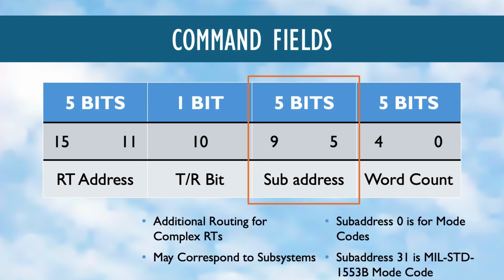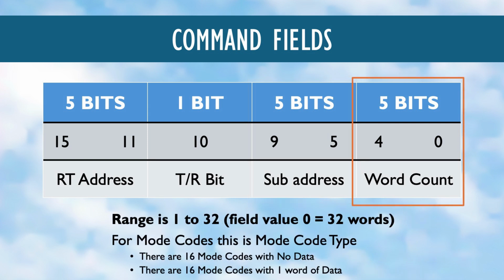The following field within the command word is the subaddress field. Some RTs are comprised of multiple subsystems, and this field can be used within the RT to route the message to the appropriate place. A 0 or 31 in this field indicates that the message is a mode code. The final field is the word count or mode code field. For a regular message, this field indicates the number of words to be transferred. A 0 indicates 32 words are to be transferred. All non-mode messages must contain at least one data word. For mode codes, this field indicates the type of mode code. Some types of mode codes are accompanied by a single data word. All others contain no data.